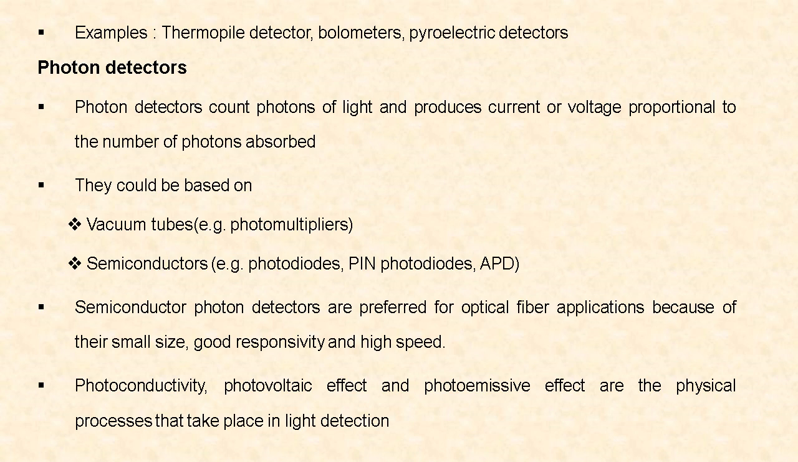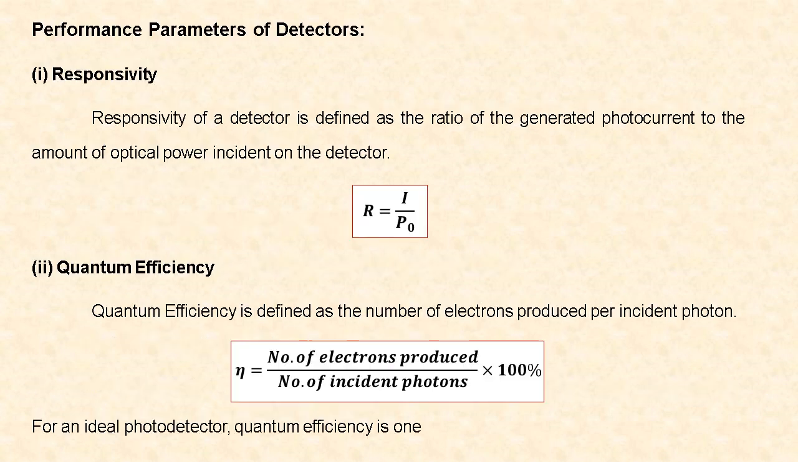Semiconductor photon detectors are preferred for optical fiber applications because they have small size, good responsivity and high speed. The physical processes that take place in light detection are photoconductivity, photovoltaic effect and photoemissive effect. Next, let us see the performance parameters of detectors.